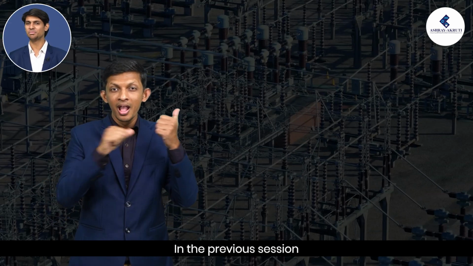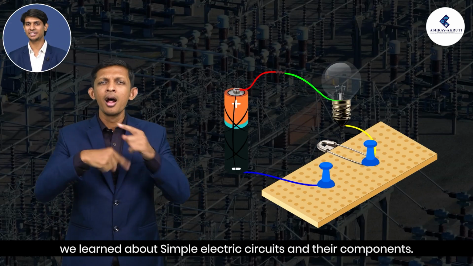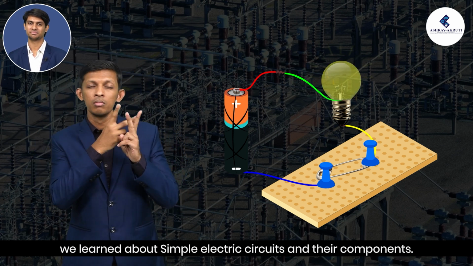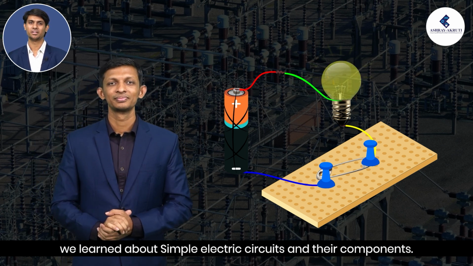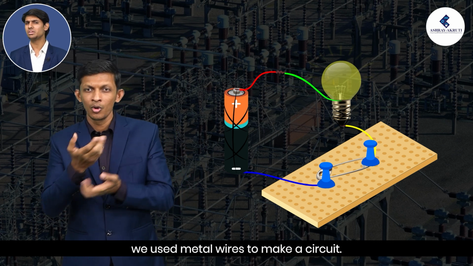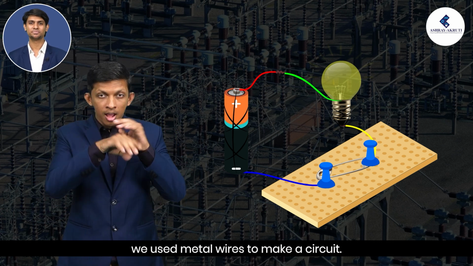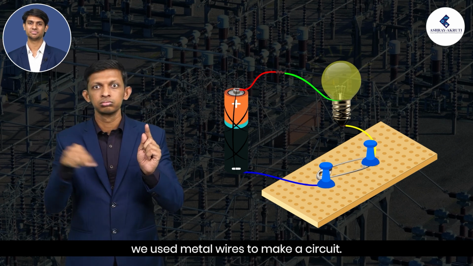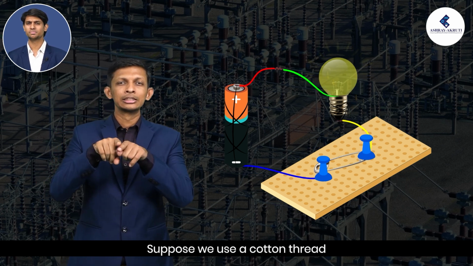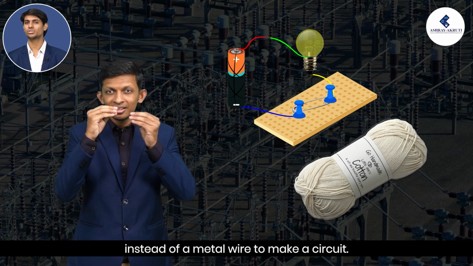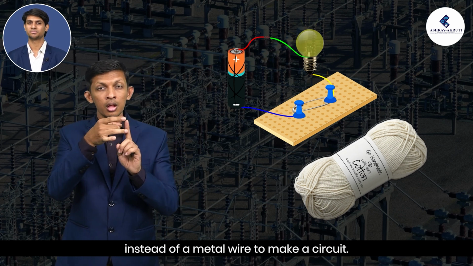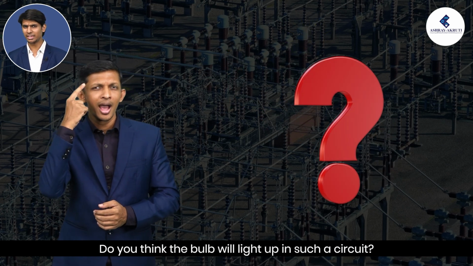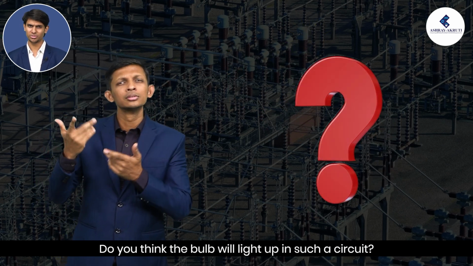In the previous session, we learned about simple electric circuits and their components. In all our activities, we have used metal wires to make a circuit. Suppose we use a cotton thread instead of a metal wire to make a circuit. Do you think the bulb will light up in such a circuit?